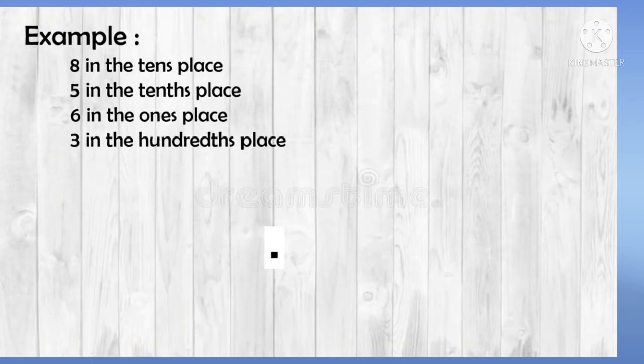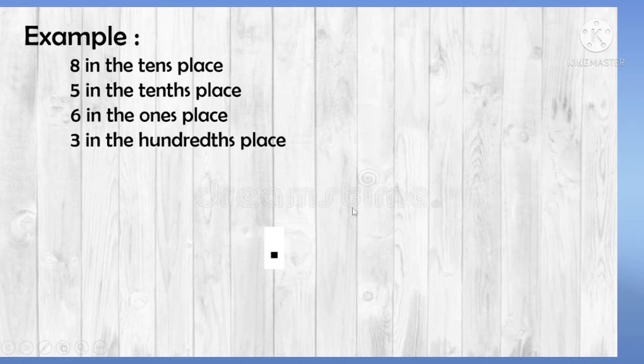Okay, example: 8 in the tens place, 5 in the tenths place. Iba yung tens sa tenths, okay? Yung tens is before the decimal, yung tenths is after the decimal. 6 in the ones place and 3 in the hundredths place. Now, paano mo siya ilalagay into decimal?